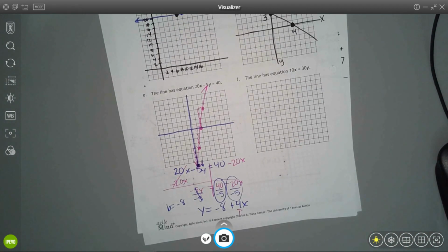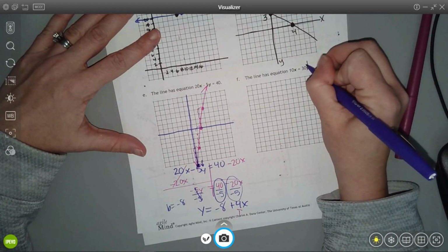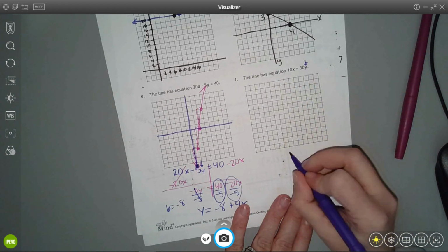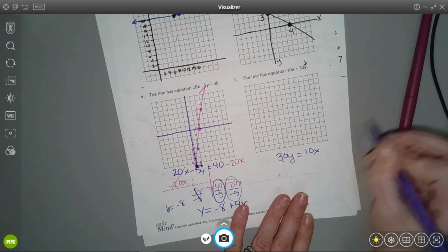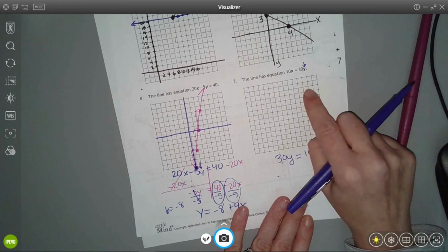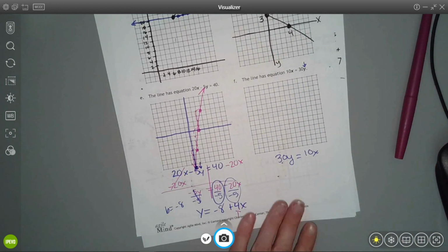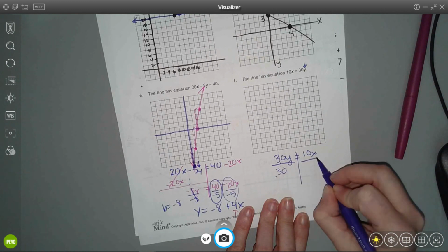Letter F here. Okay. With this, guys, we need to get the y alone. Now, to make things easier for myself, what I'm going to do is rewrite it. I'm going to say 30y equals 10x. Okay. I didn't change any math or anything here. All I did was just flip it around. Get the y alone by dividing both sides by 30.